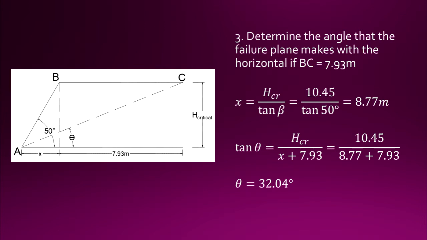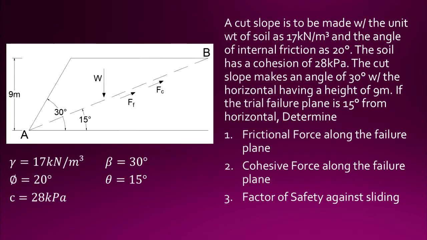Now that we have the value of x, we could add it to 7.93 for us to have the distance from A to C horizontally. Then here we could get now the angle that the failure plane makes, with the value of 32.04 degrees. Now for our last problem.